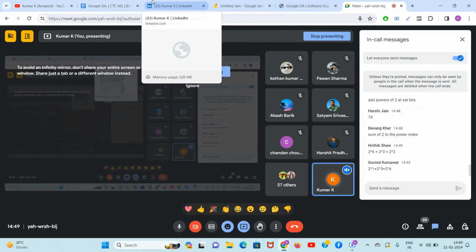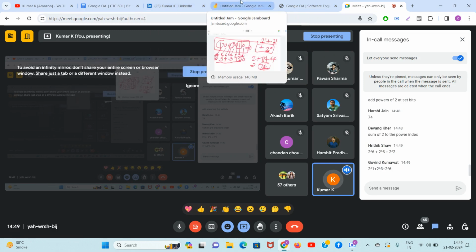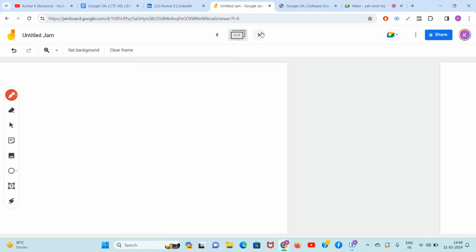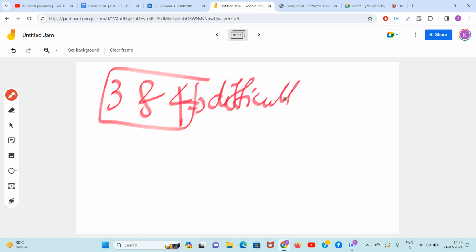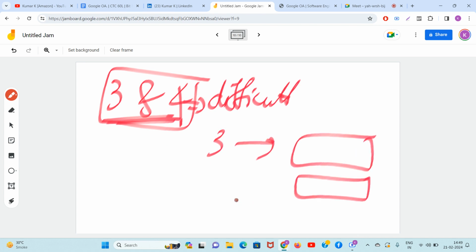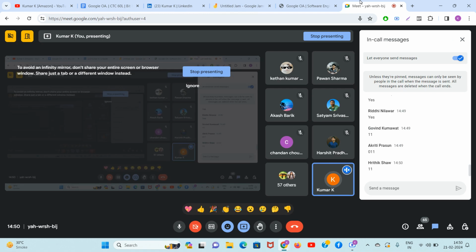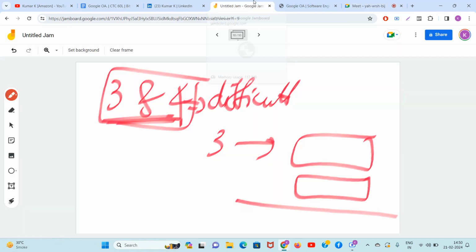Now, guys, listen to me very carefully. Do you know what is the meaning of AND operation on binary numbers? If you want to do 3 and 4, this is difficult to do. Just convert them to binary first. So guys, how does 3 look in binary? 011. How does 4 look in binary?